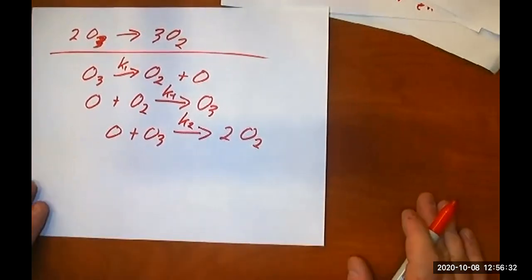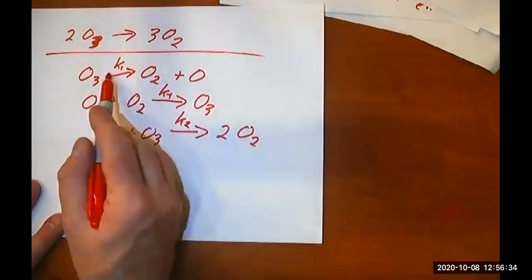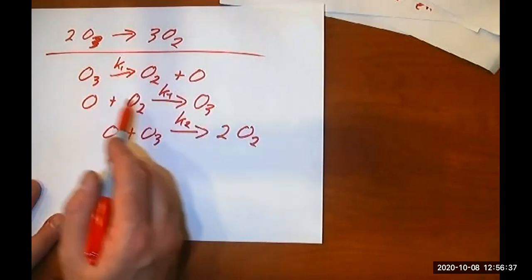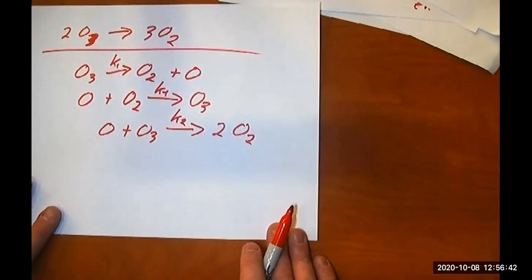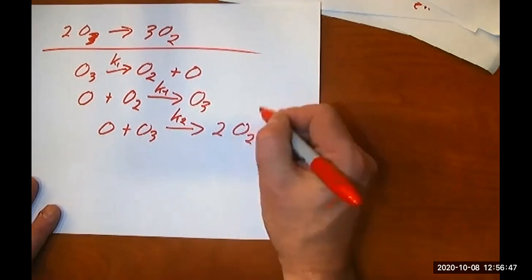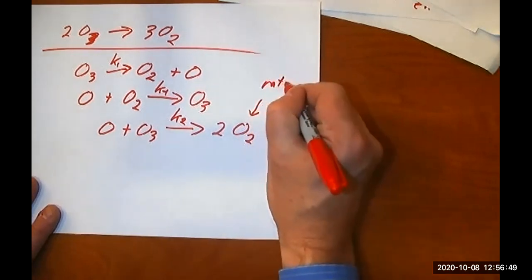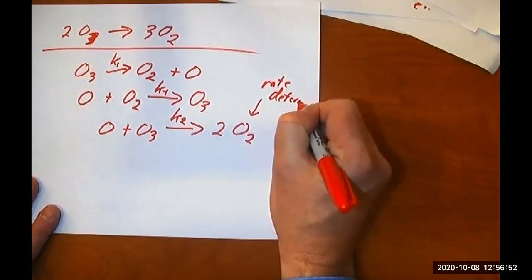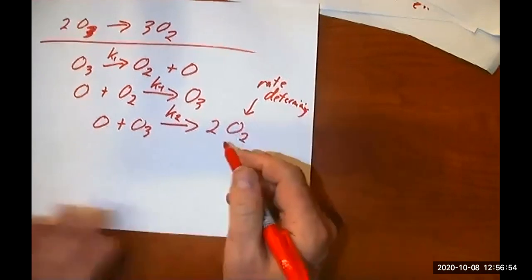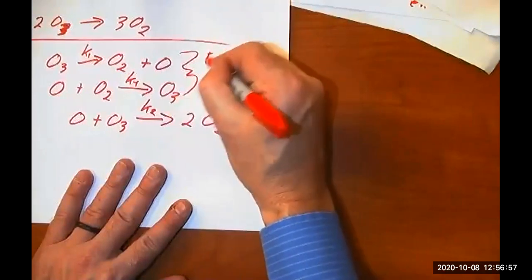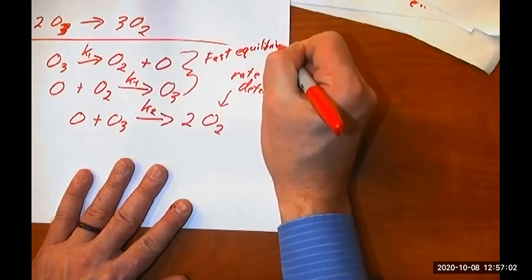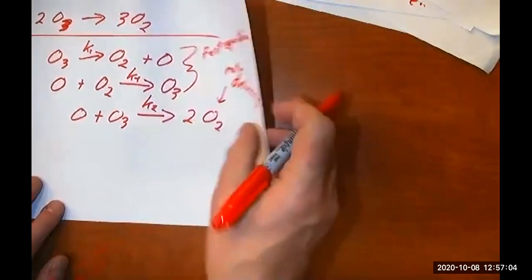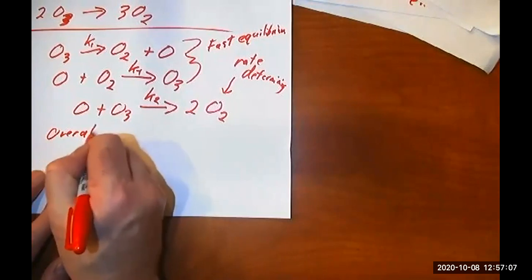Since this is reversible right here, let's use the pre-equilibrium approximation for this. We'll say that this is rate determining. We will say that this is a fast equilibrium. We want to know what is the overall rate law.